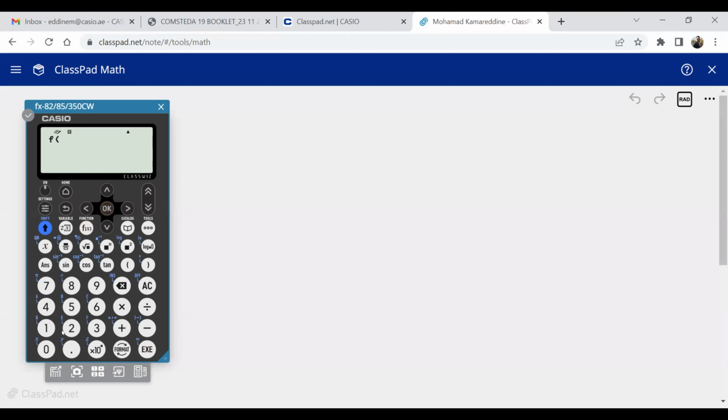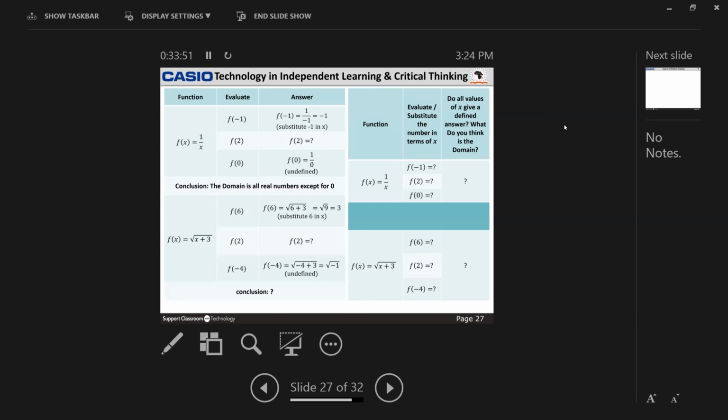Then they can simply evaluate the function. Let's say f of 1 is 1/1, which is 1. Let's say f of 0 here, the student will get a math error because we cannot have 0 in the denominator, mathematically speaking. So using the calculator itself, students can, in this case, find the domain. The student will realize alone that when we divide by 0, the calculator gave an error. So the domain would be all numbers except for 0 in this case.